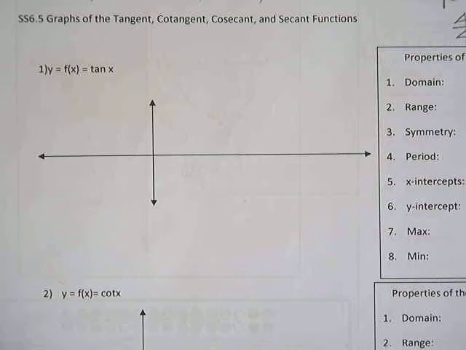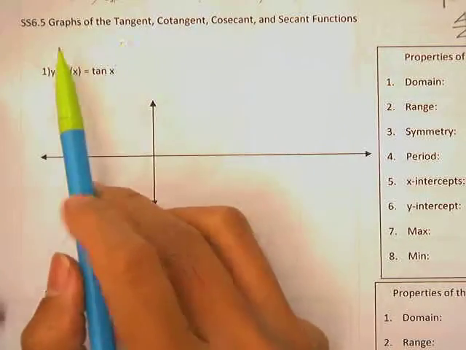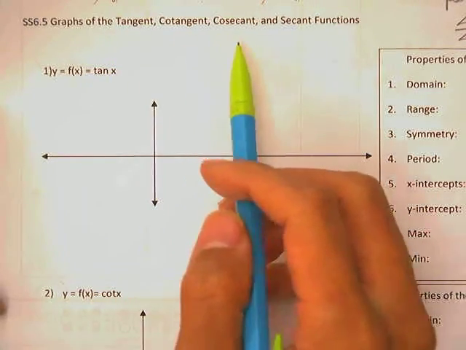Hey guys. All right, so for this video, we are going to start 6.5. And the title is called Graphs of Tangent, Cotangent, Cosecant, and Secant Functions.